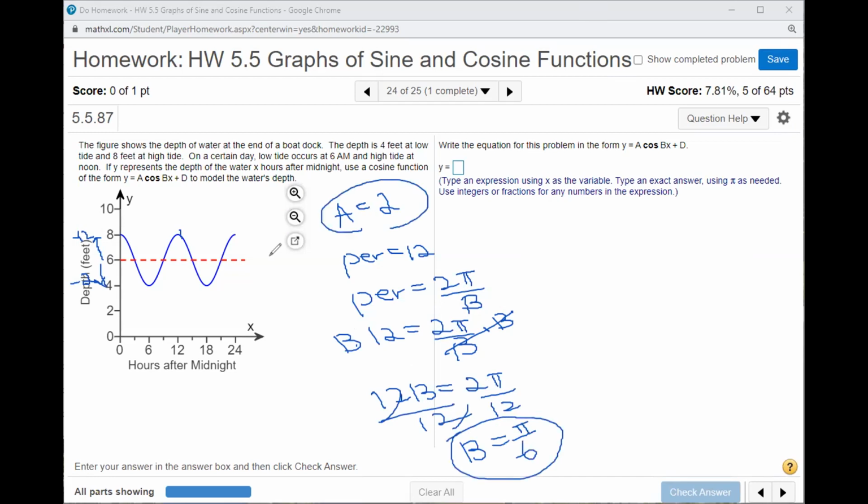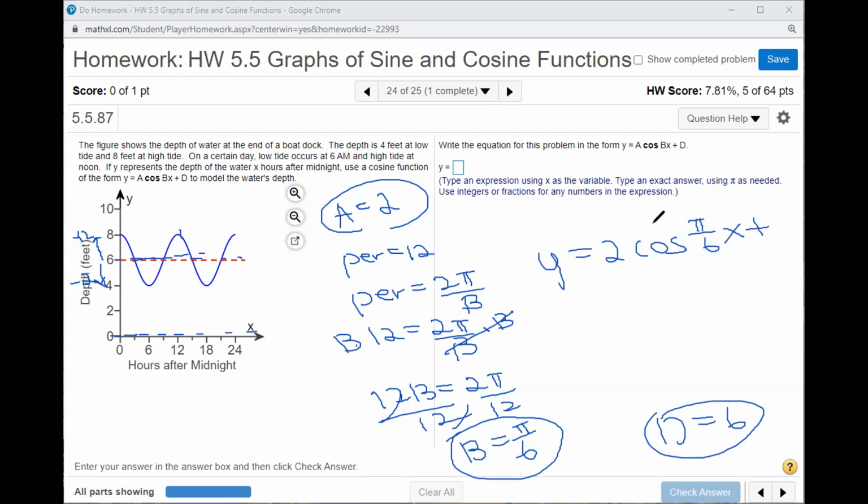Now the last thing is D. D is your midline. Remember the basic function starts at 0, now the midline's at 6. So there's your D, that's your 6. So if we put it all together, it would be y equals 2 cosine of pi over 6x plus 6. So let's type it in and see.